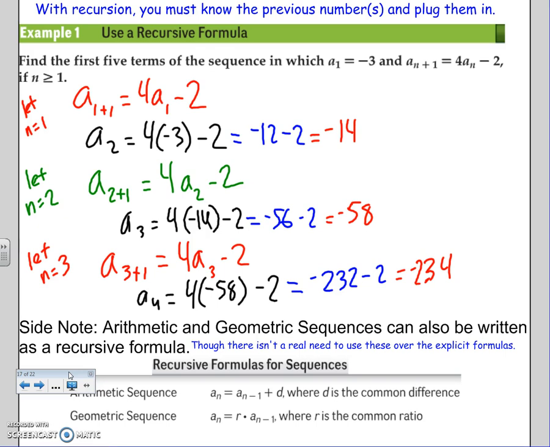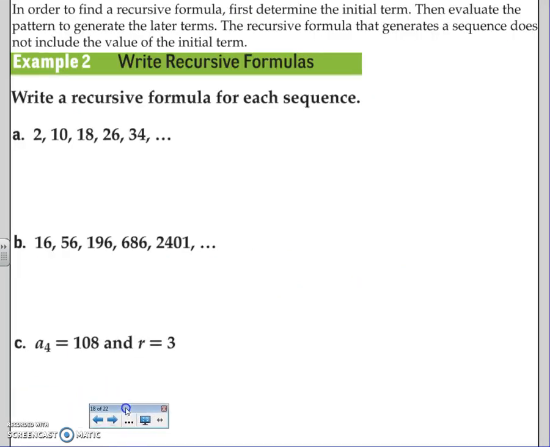Alright, so side notes, arithmetic and geometric sequences can also be written as a recursive formula, though there isn't a real need to use this over the explicit formulas. But if you're curious, for the arithmetic sequence, the next term is equal to the previous term plus the common difference, which means you just have to add that number. In a geometric sequence, the newest term will be the previous term times r, because that's to multiply by something.